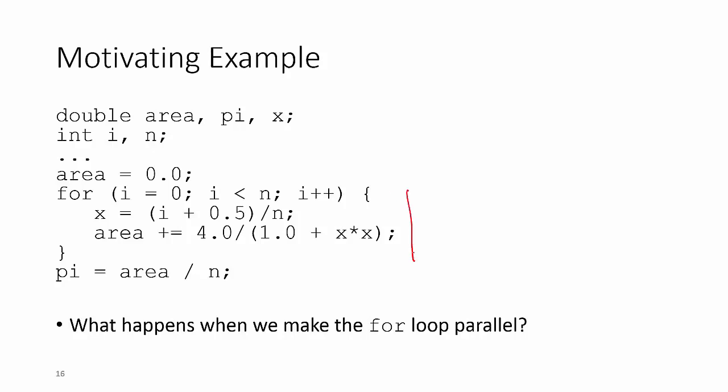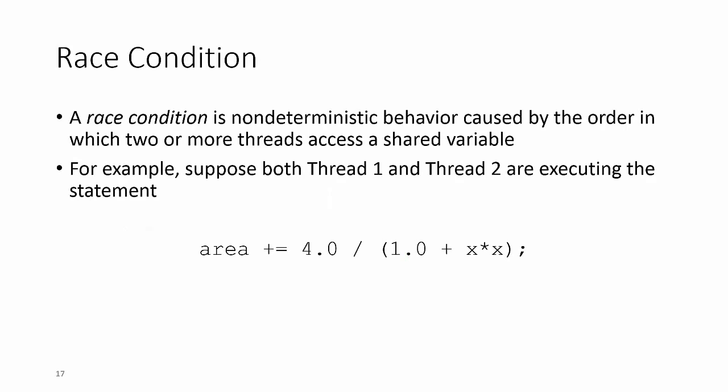and the bulk of the execution time is in this for loop here. So what happens when we make this for loop parallel? Well, there is a race here. The race is in the update of the shared variable area. A race condition is a non-deterministic behavior caused by the order in which two or more threads access a shared variable. So if you have two threads and they execute this statement, then you can have several things happening.